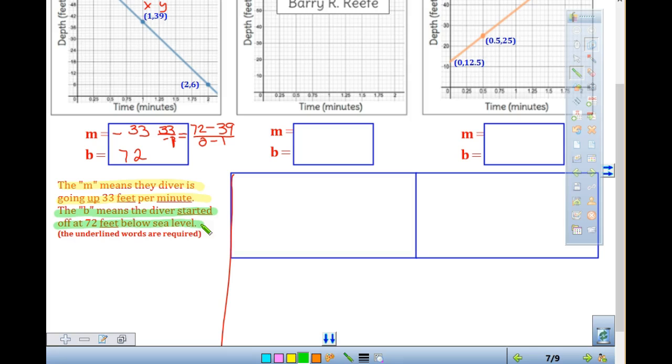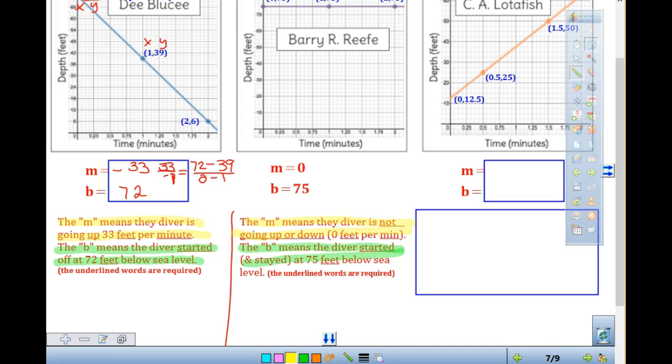Okay? So that person, Barry, had a slope of 0. It's a horizontal line. It means that the diver is not going up or down. We want to copy down 0 feet per minute. The M means the diver started and stayed at 75. They're not down there that long that they're looking at this, right? This was just 2 minutes. So they're just sitting down there looking at the fish, right? Just staying right where they're at, just staying at that level.